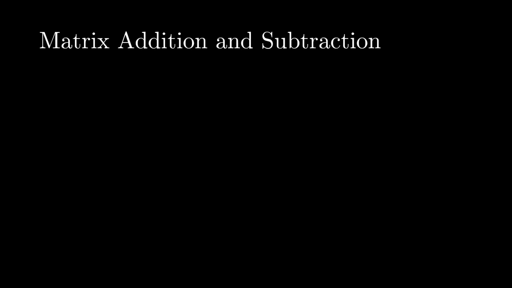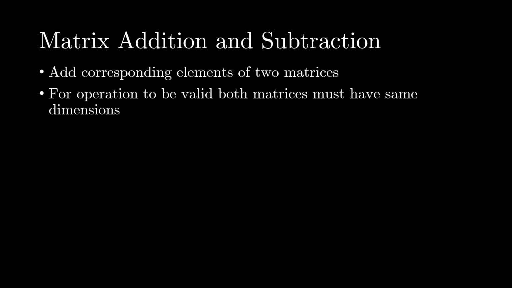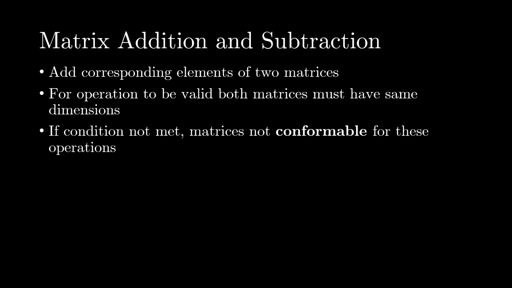Let's now go through one of the basics of matrix operations, which is matrix addition and subtraction. In order to do this, it is relatively straightforward. You add or subtract the corresponding elements of the two matrices. In order for the operation to be valid, both matrices must have the exact same dimensions. If this is not met, then the matrices are not conformable for these operations.